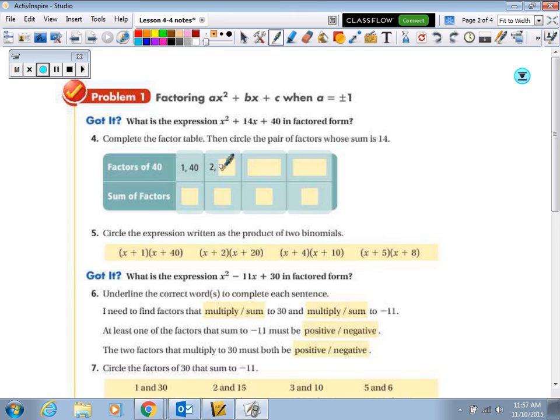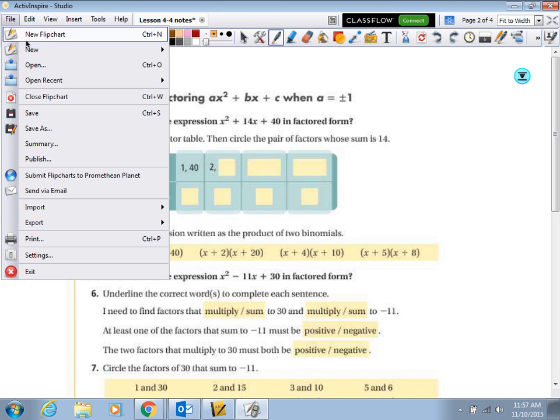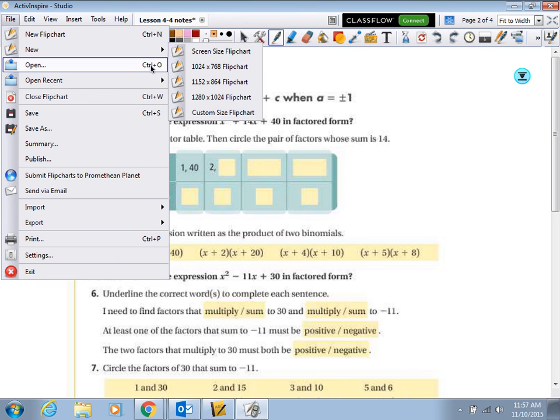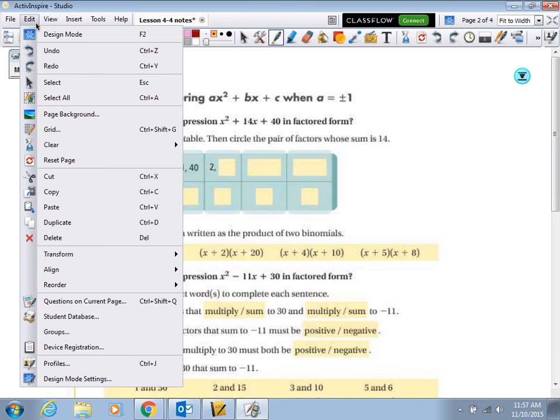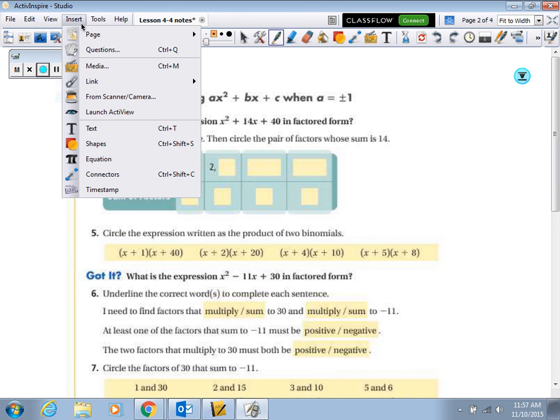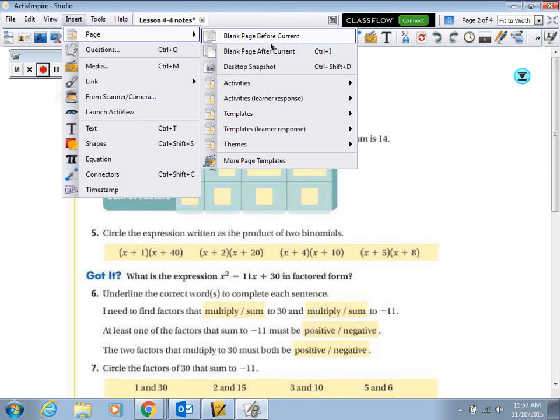For number 1, the first thing you want to do is work through some problems. I think I'm going to go to a separate sheet, and we're going to knock out a couple of examples. So the first thing, I'm just going to add a blank page right after where we are.